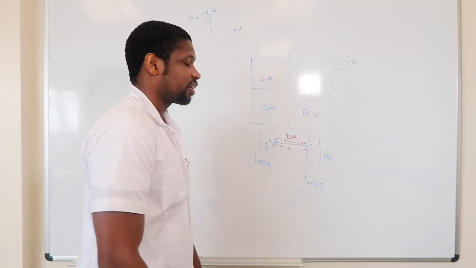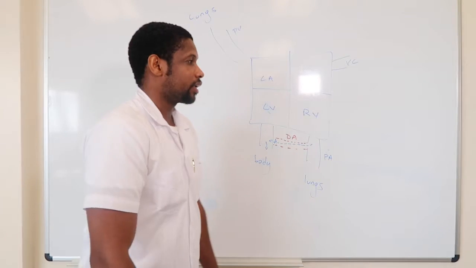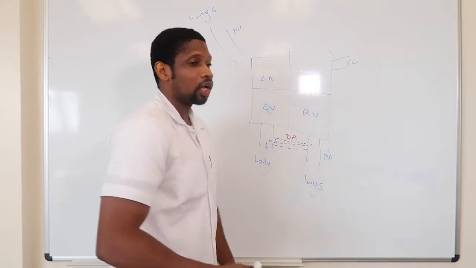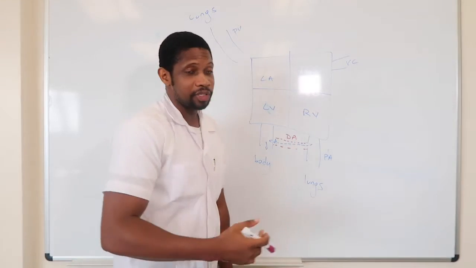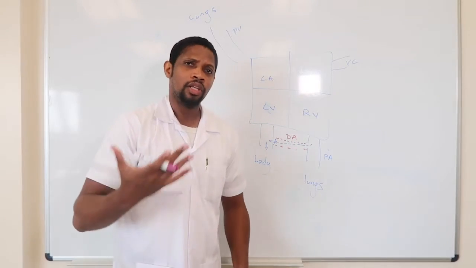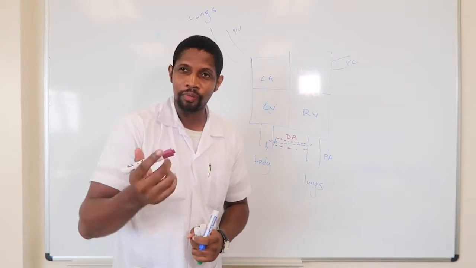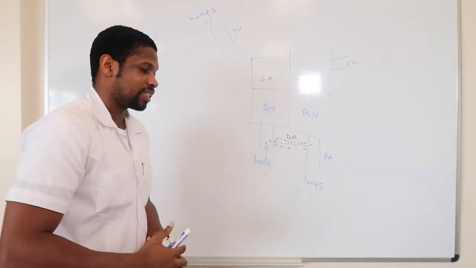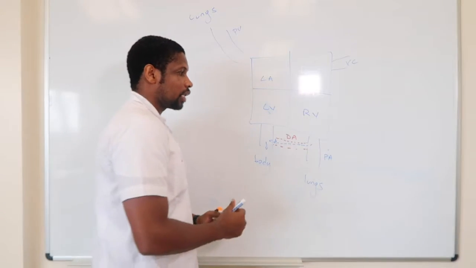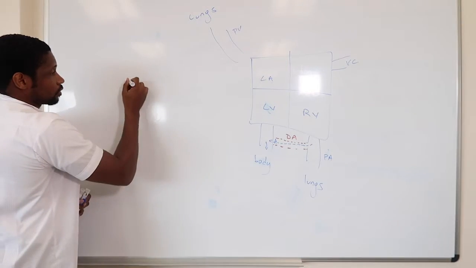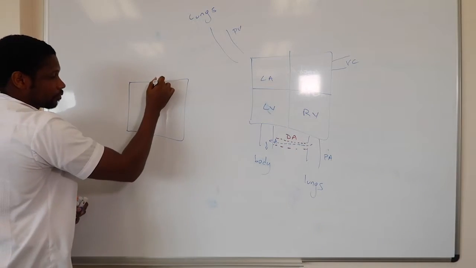So let us say we have another situation. Let us say we have a situation where we have what is called total transposition of the great vessels. That is a situation, maybe you guys did that in embryology, not entirely sure, but you should have done it. What does that disease condition look like? I'm using my box heart again.